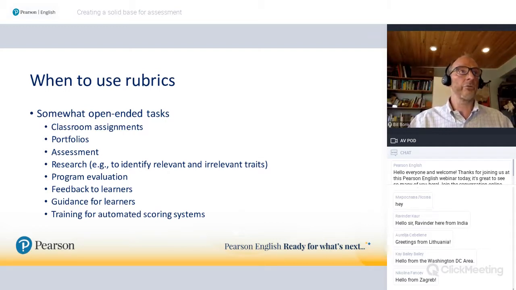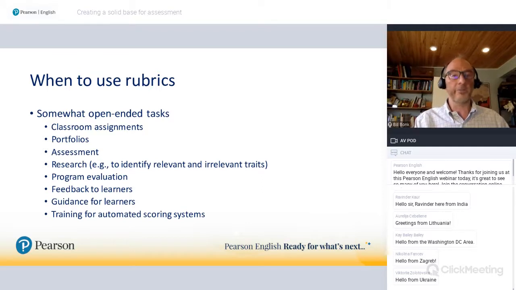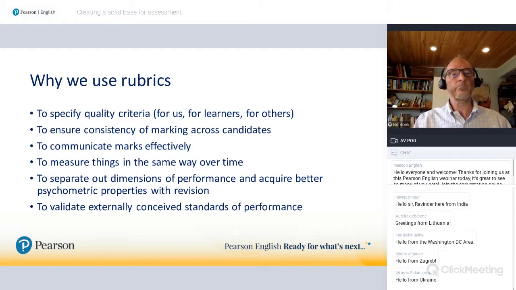So I have a kid who's in 5th grade, he just turned 11 years old, and his teachers regularly give him rubrics for his classroom assignments in order to give him guidance to know what to include when you do a presentation. What are the pieces that you should have, and what should they look like? So it takes a lot of time up front to create these rubrics, but it's extremely useful guidance for learners to know what to include when they're doing something. And finally, we use this for training for automated scoring systems, which I'll talk about at the end here.